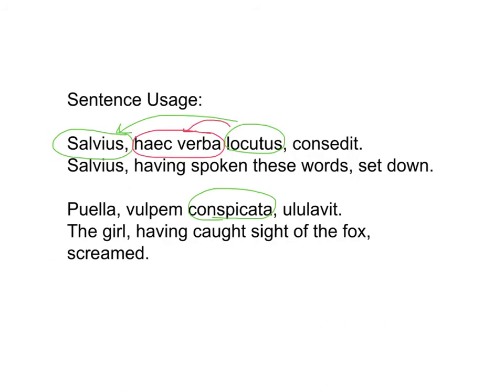Next, can you see what noun the conspicata describes? You were right to say it was puella. Both the participle and the noun puella agree in number, gender, and case, and that is singular, nominative, and feminine. Next, can you tell if the PAP conspicata has a direct object? You were right to say it was vulpem. This is the verb feature of the participle.